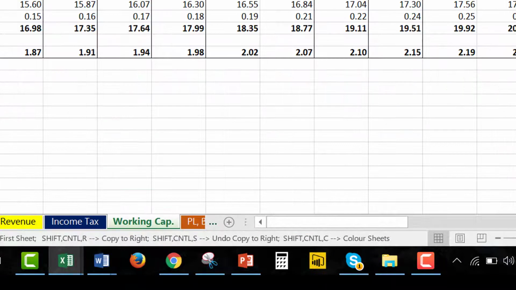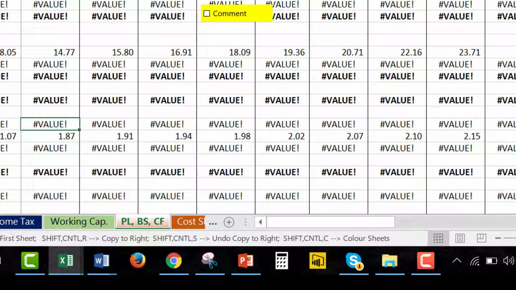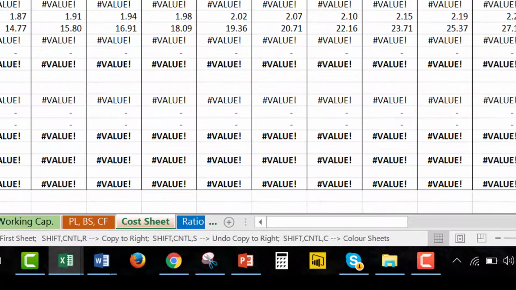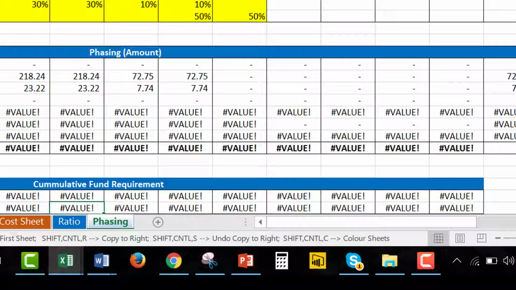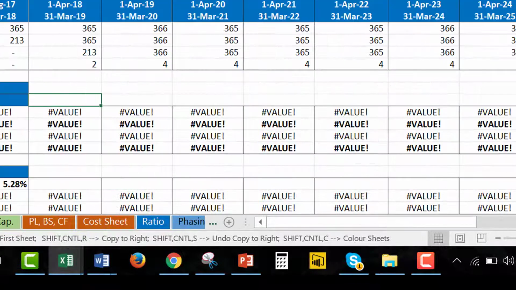These are totally out of order. Working capital page, profit, loss, cash flow. Where's the sources and uses? Cost page. Oh, there's a ratio page. Oh, it's totally out of order. That's just a minor thing.